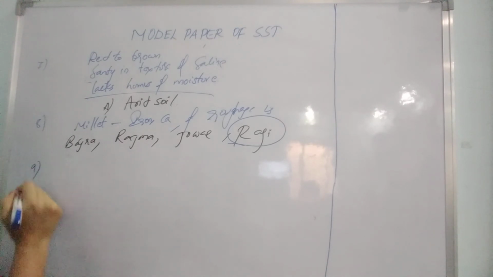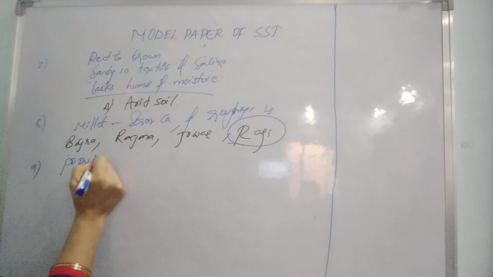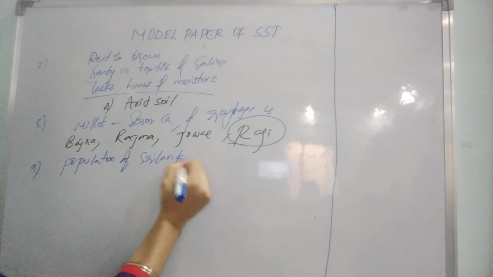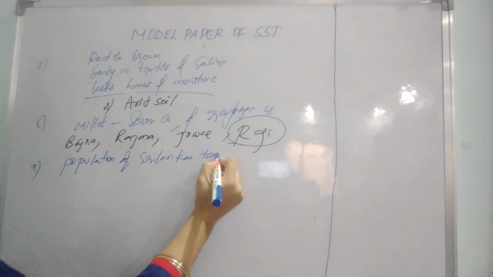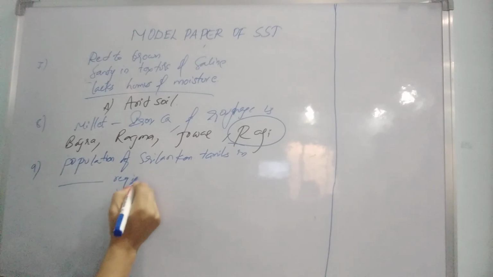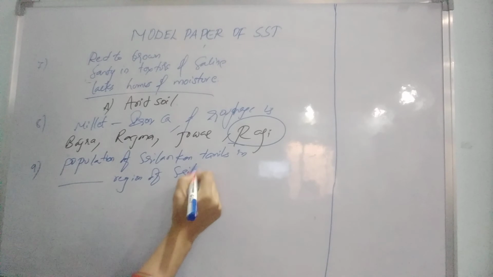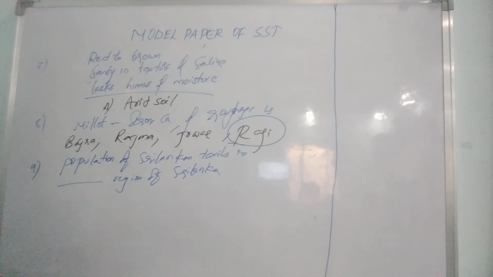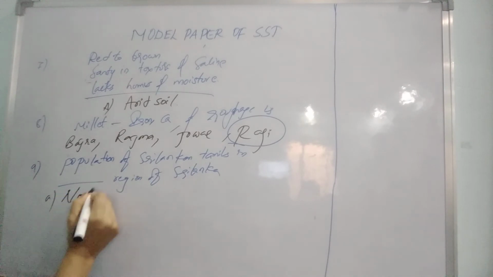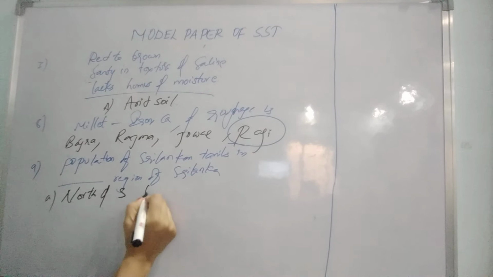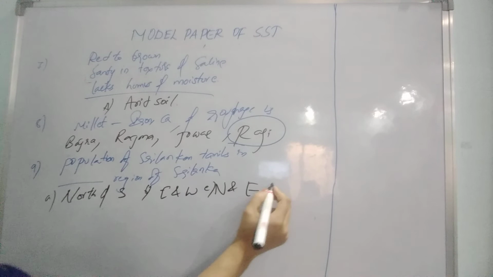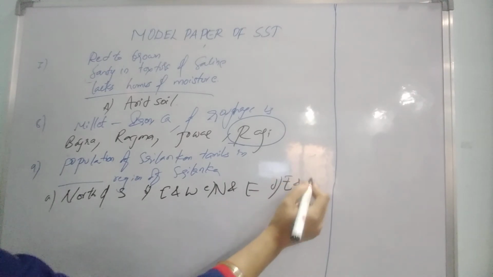Okay, next ninth question is, population of Sri Lankan Tamils is concentrated in dash region of Sri Lanka. Dash region of Sri Lanka. Our options are north and south, east and west, north and east, and south and east.